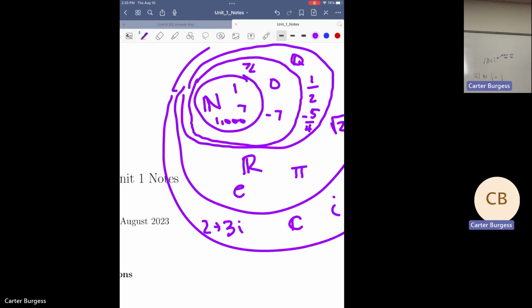Whenever you have a set that can be matched with our natural numbers, we say that set is countably infinite, or that the size of that set is countably infinite, because it can be matched to the counting numbers, right? Natural numbers, counting numbers. Okay.